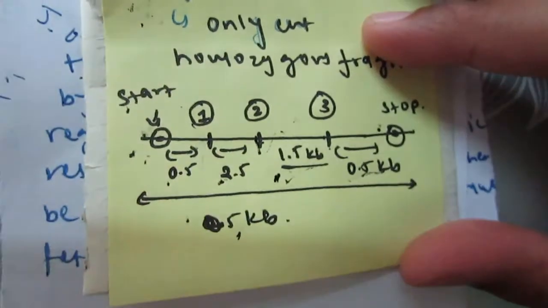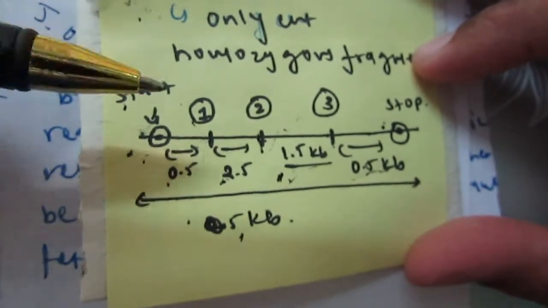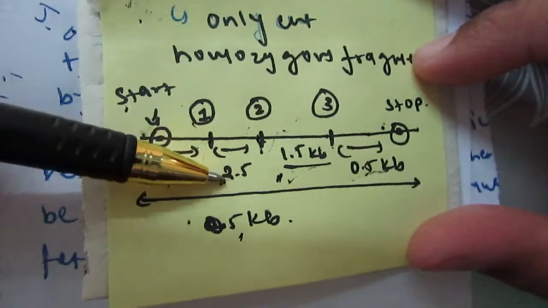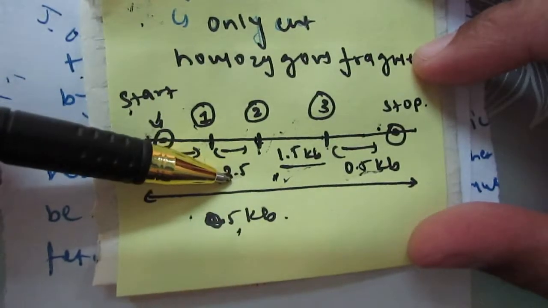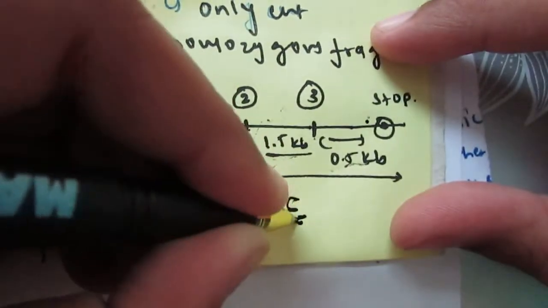Now if the fetal cells are normal, in this situation they are heterozygous. In such a case, the second site will be polymorphic and the probe will not bind particularly to the second site. So we get the whole fragment of 2.5 kilobase pair plus 1.5 kilobase pair, that is 4 kilobase pair.